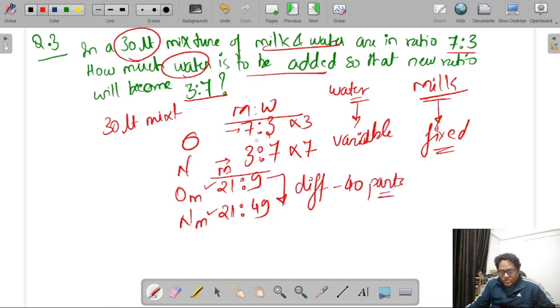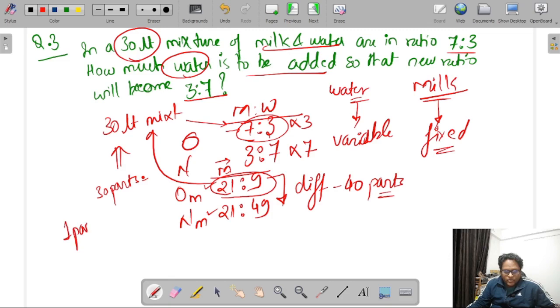And in earlier questions we were taking these parts to equate them with the total quantity, but in this type of question where we have modified original and modified new ratios, we will equate these parts with the original mixture quantity. So how many parts are there? 30 parts, which are equal to 30 liters.